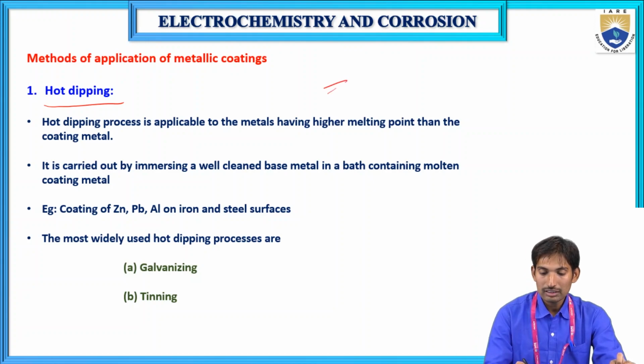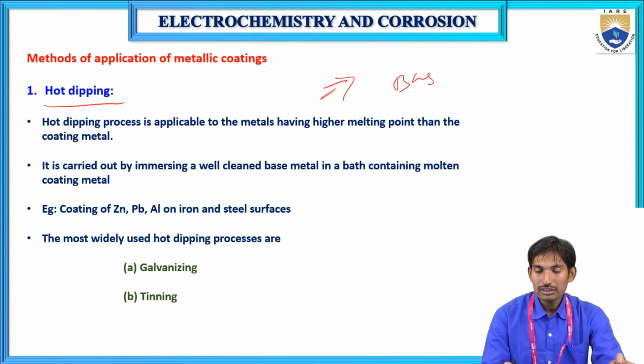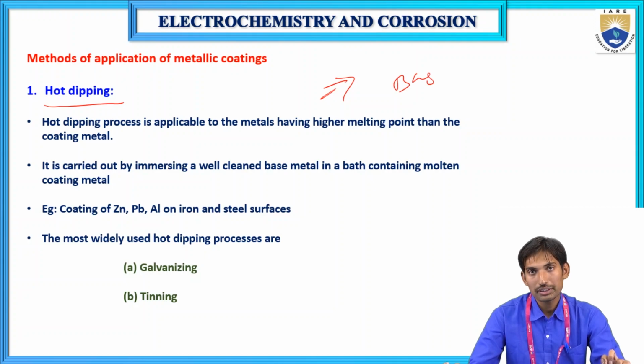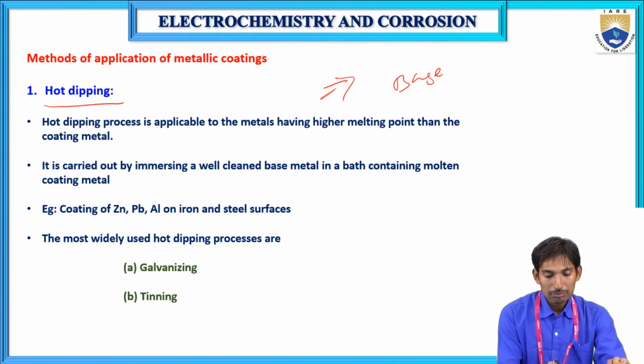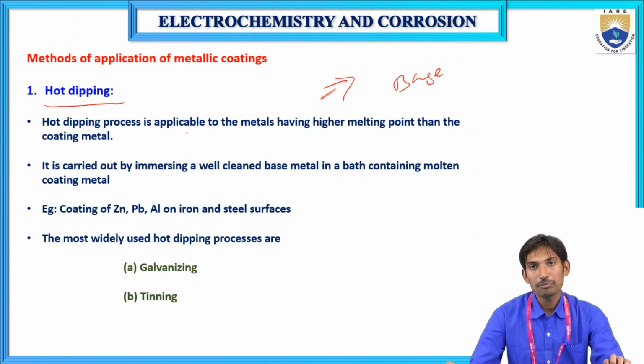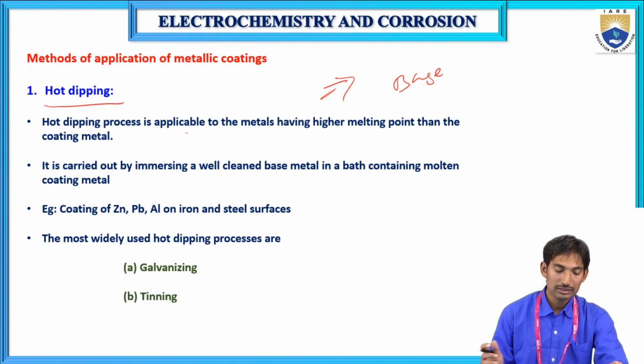What is the condition? Our base metal, the metal which will be protected, acts as the base metal. The base metal should have a higher melting point compared with our coating or dipping metal. The coating metal should have a lower melting point compared with our base metal. Our base metal should have a higher melting point in this hot dipping process.